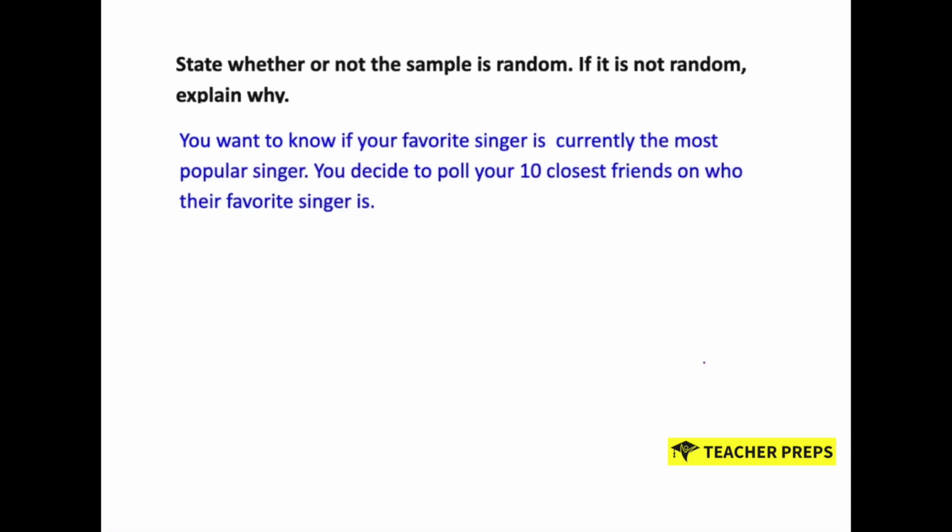Now pause the video and try this last one on your own. Now let's see how you did. This one says that you want to know if your favorite singer is currently the most popular singer. You decide to poll your 10 closest friends on their favorite singer. Did you think this was a random sample? The answer is no. This is not a random sample. You asked your friends. Your friends are probably going to have the same opinion as you. If you want to make this a random sample, you should poll people that you don't know.